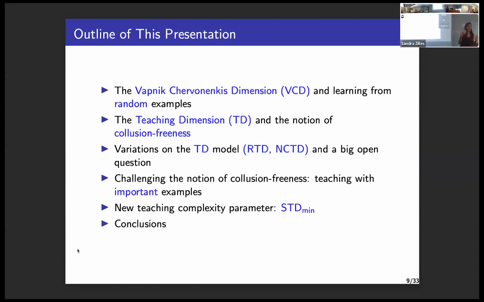And then I will show you a new teaching complexity parameter that we introduced in this NeurIPS paper. That's the first and so far only known teaching parameter that is a complexity below VC dimension. But we had to somehow play around with the collusion-freeness to get that.